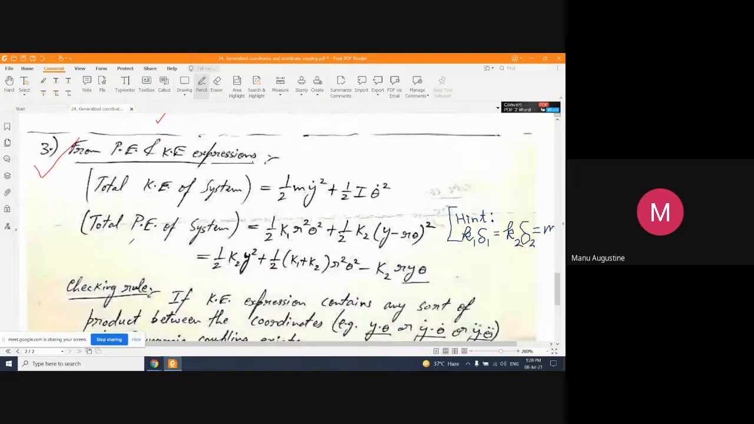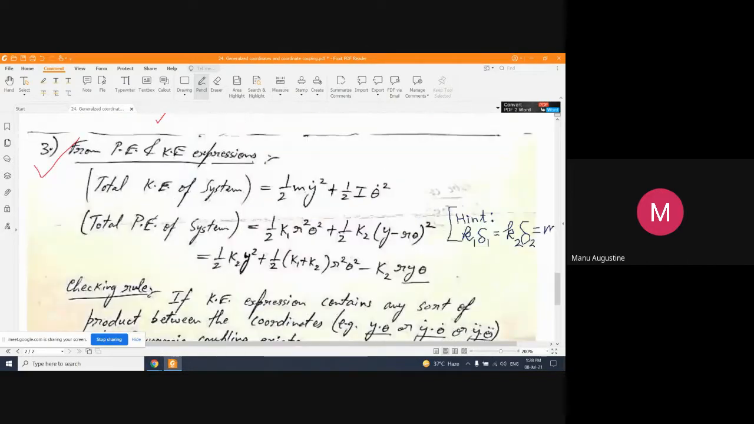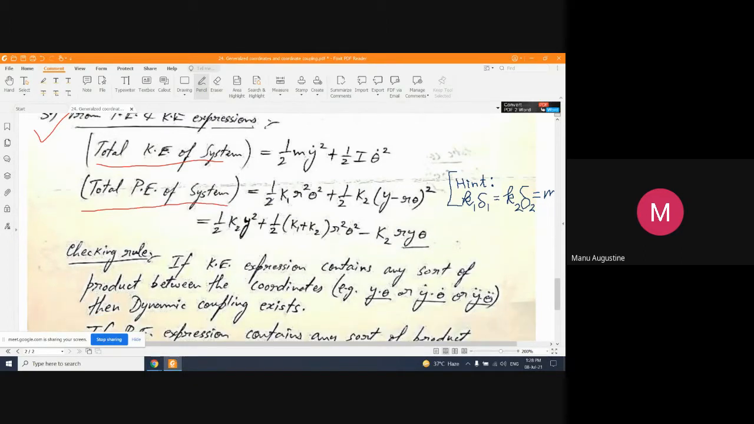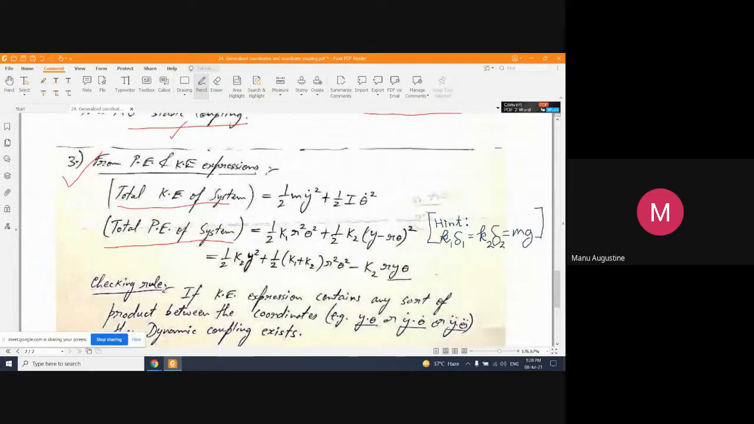Now what you have to do for the third test is based on potential energy and kinetic energy observations. The first test was construct the equations of motion and then test for coupling. The second test was construct the equation of motion in a matrix format and then test for coupling. The third test is develop the expression of total kinetic energy of the system and develop the expression of total potential energy of the system. Now the third alternative, I would say, is based on energy expressions. So what do we have to do? Let us look at the figure now.